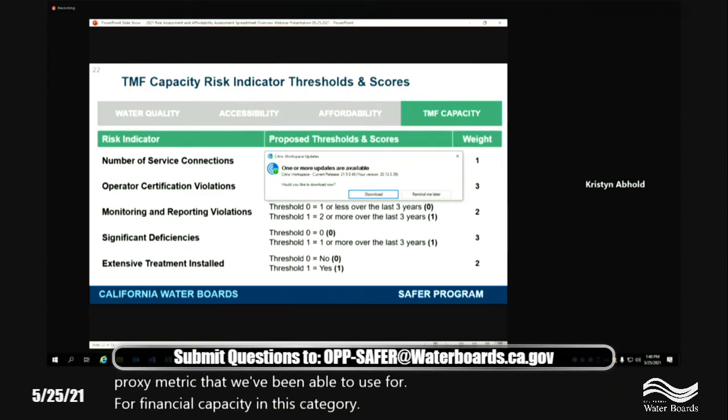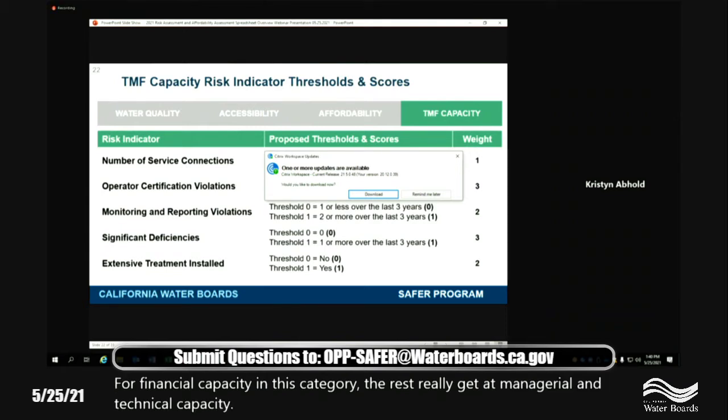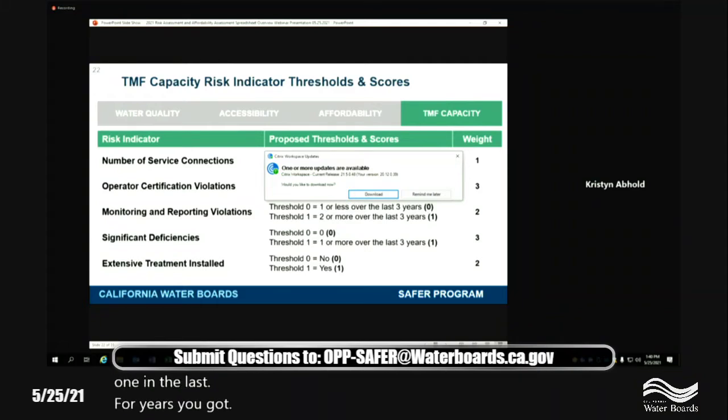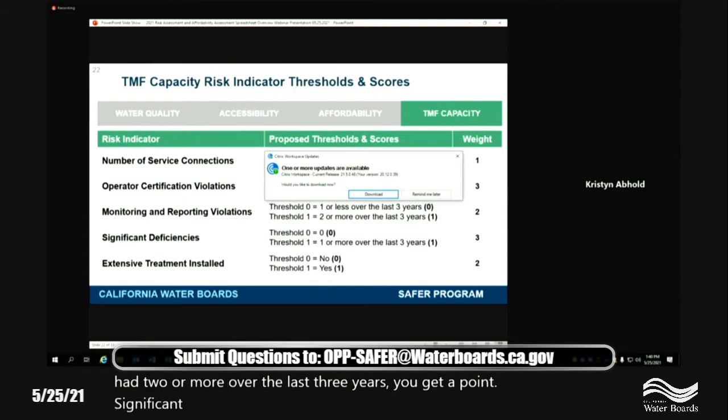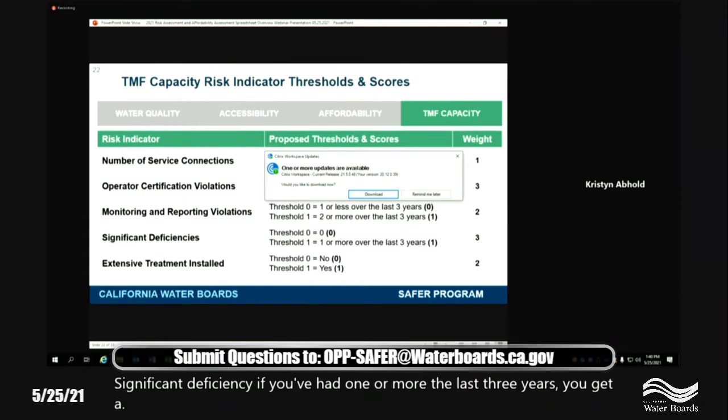The rest really get at managerial and technical capacity issues. So operator certification violations, if you've had one in the last 3 years, you get a point. Monitoring and reporting violations, if you've had 2 or more over the last 3 years, you get a point. Significant deficiency, if you've had 1 or more in the last 3 years, you get a point. And then if you have extensive treatment installed, you get a point.